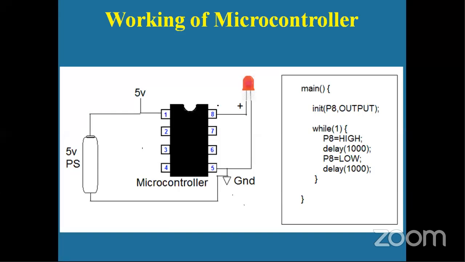When I buy a microcontroller from the market, they will tell me that for pin number 1, you have to always connect plus 5 volt. Then to pin number 5, you have to connect ground, or the negative of the power supply. The microcontroller is a computing device which contains memory, an ALU, and GPIO pins. So I take a power supply, take the positive of the power supply and connect it to pin number 1, and take the negative and connect it to the ground.